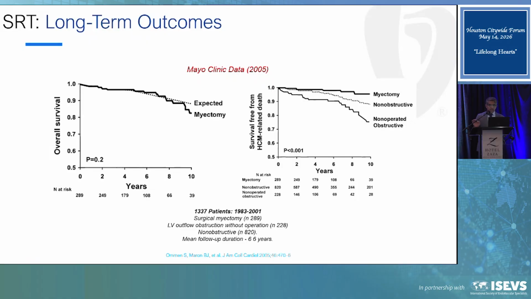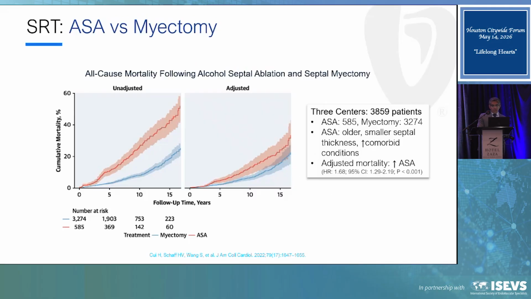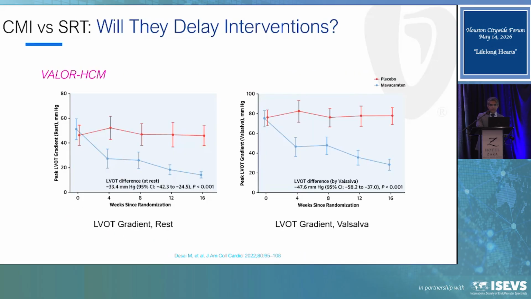If you look at their data, you see that those patients who undergo myectomy and do well have a survival rate that's equivalent to the US population. So you're going to have long-term outcomes over 20 to 30 years that go very well with myectomy. And if you look at alcohol septal ablation versus septal myectomy, this is, again, retrospective data from the Mayo, and probably septal myectomy wins out over alcohol septal ablation.